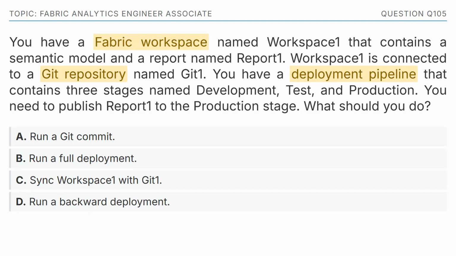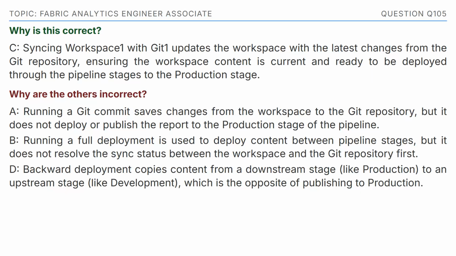To arrive at the correct answer, we focus on the keywords: Fabric workspace, Git repository, deployment pipeline, publish to production stage, sync Workspace 1. The correct answer is option C. Sync Workspace 1 with Git1. Why is this correct? Syncing Workspace 1 with Git1 updates the workspace with the latest changes from the Git repository, ensuring the workspace content is current and ready to be deployed through the pipeline stages to the production stage.